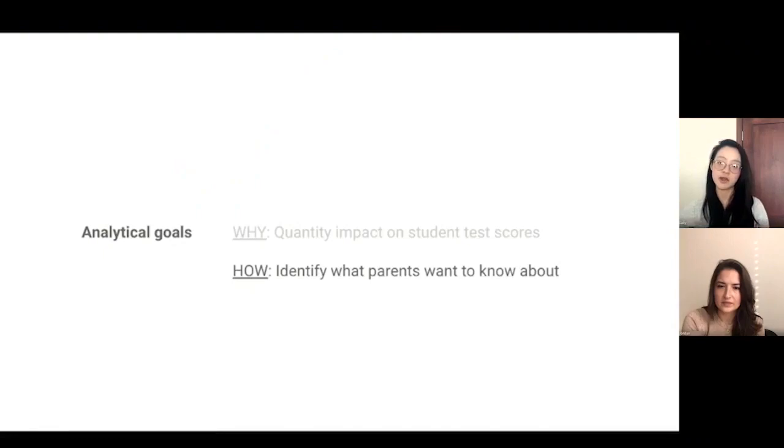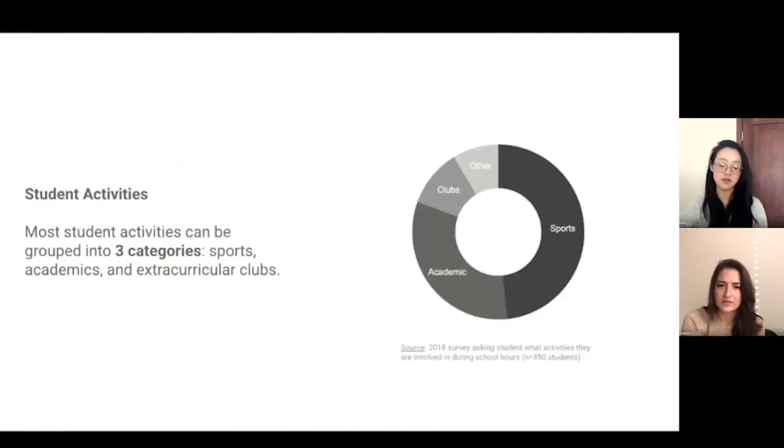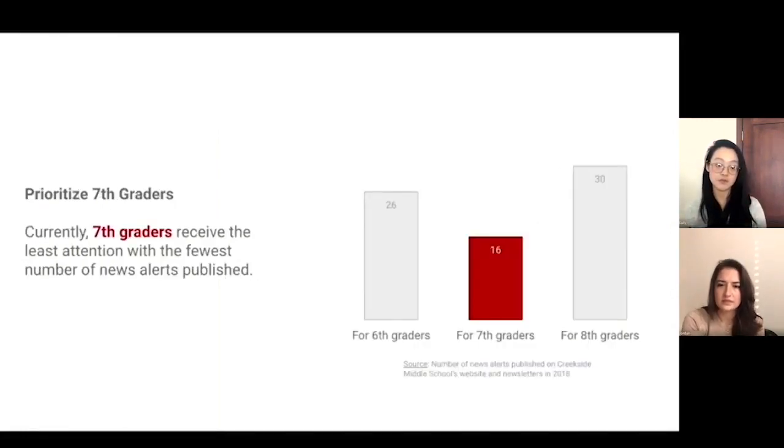What are the things that the parents would want to know about? So this data comes from a survey in which we asked students what kind of activities that they are involved in. And most student activities can be grouped into the following 3 categories: sports, academics, and extracurricular clubs. And what's interesting is if we looked at the news alerts that's sent out, these are the things that the parents are notified about currently, and broke it down from 6th graders, 7th graders, and 8th graders, we found that the 7th graders received the least attention. They had the fewest number of news alerts published.